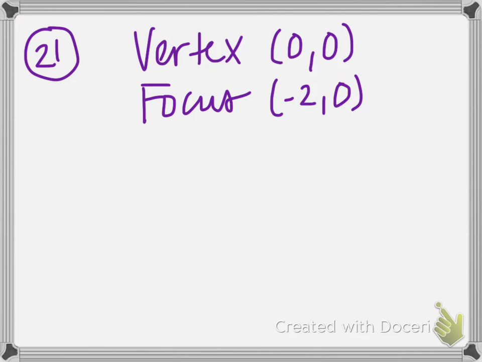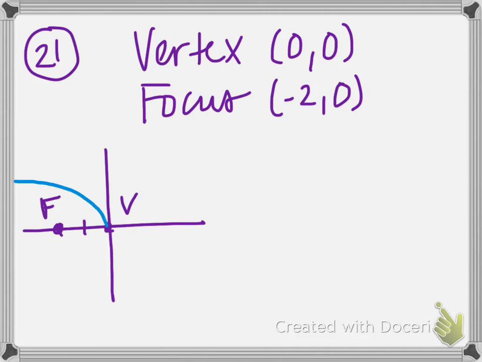In number 21, I'm given that the vertex is at (0, 0), and that the focus is at (-2, 0). So the first thing I like to do is graph those 2 points and then decide which way my parabola has to open. In this case, the parabola is going to have to open to the left so that the focus can be inside of the parabola.